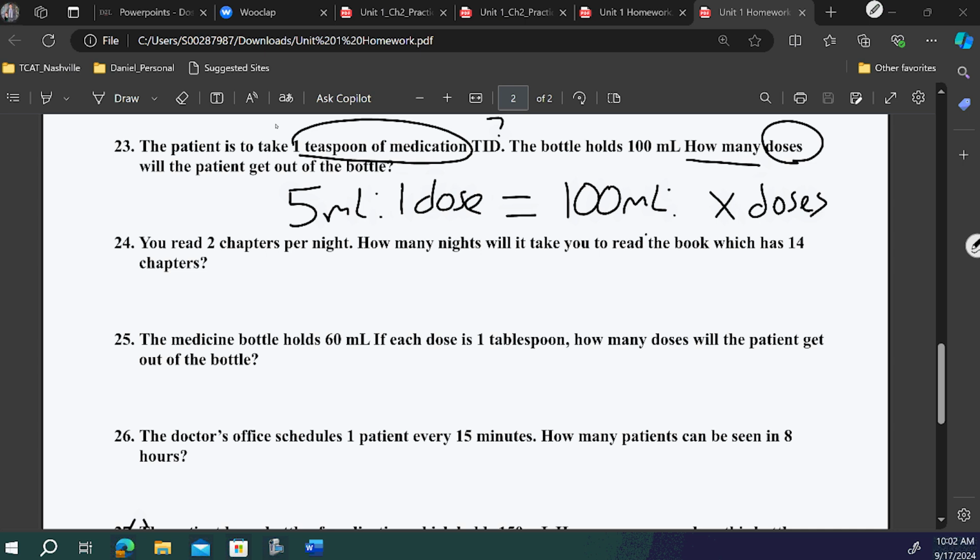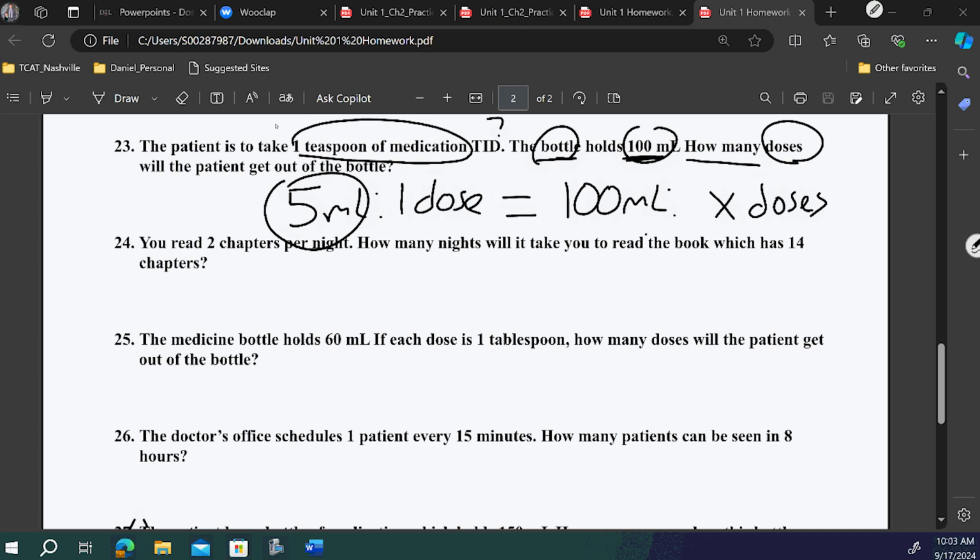Why wouldn't you put the 3 right there? Where are you getting the 3 from? TID? Because it doesn't ask us how many days it'll last. It says, hey, a bottle has this much. 1 bottle has this much. I know you're going to give this much every time they take it.